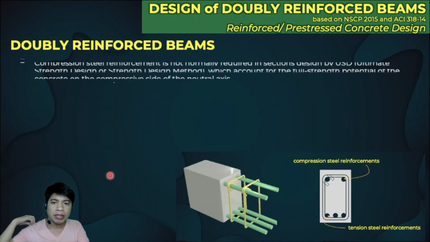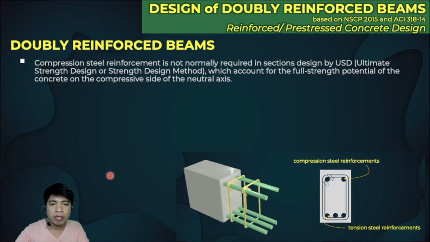Another information lang guys, take note that compression steel reinforcement is not normally required in sections designed by USD or ultimate strength design or strength design method which account for the full strength potential of the concrete on the compressive side of the neutral axis. So usually guys, na-decrease na nga yung possibility na ma-design natin yung isang beam as doubly, dahil nga sa USD or sa ultimate strength design, ginagamit natin yung full strength potential ng concrete.